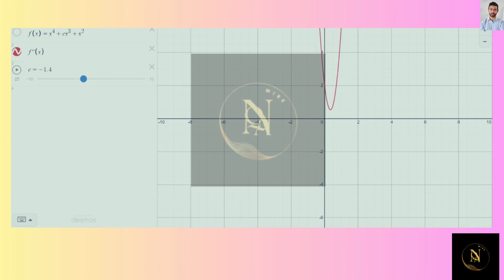And this is how the curve of the double derivative changes. We can also observe the same change with the function. This is how the function is changing. So this is the change in the graph of the function as the value of c changes.